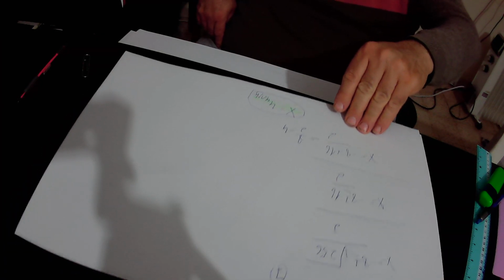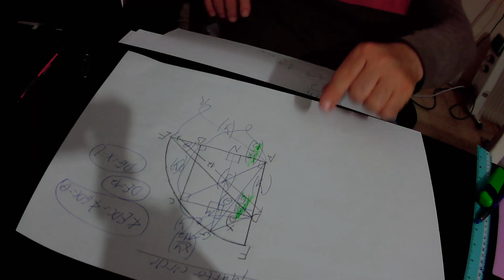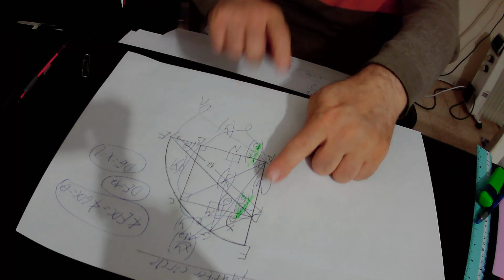In conclusion, we found that x, that is the length of this line DG, equals 4 units.